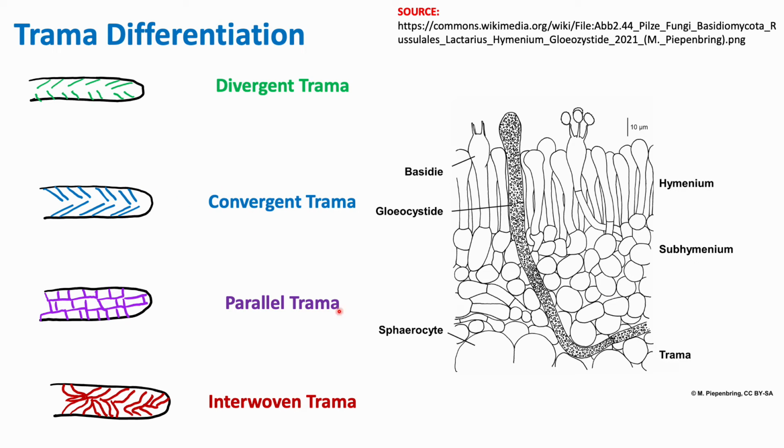Now these two are quite similar. And then we have parallel trama. Parallel trama is literally going to be these parallel blocks, and they're all parallel to one another. And then lastly, we have interwoven trama. Now, interwoven trama, super straightforward. It just means that they are all interwoven with one another. So those are the 4 different kinds of trama that are found within basidiocarps. Remember that this trama can be analyzed underneath a microscope, and it is the deepest layer when we're considering the layers of the basidiocarp.